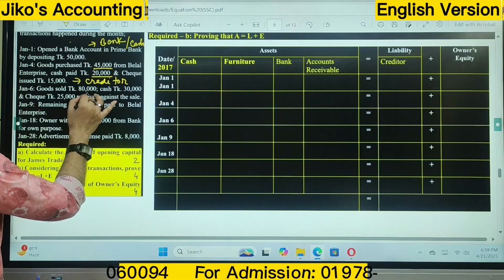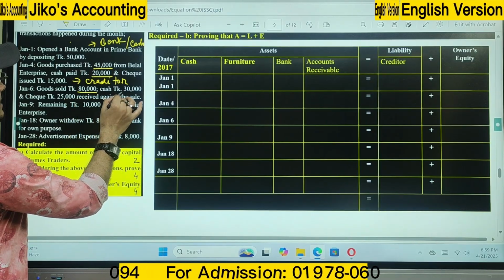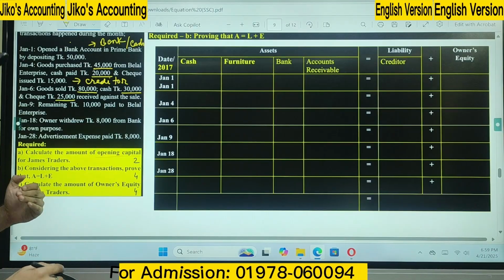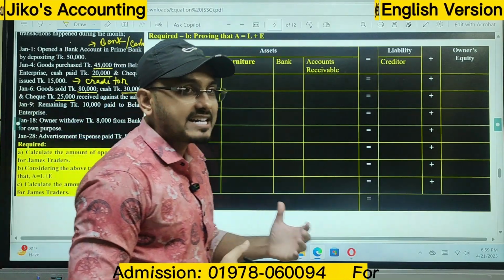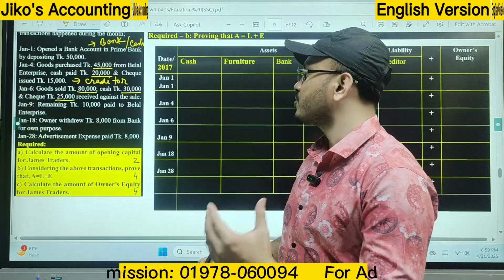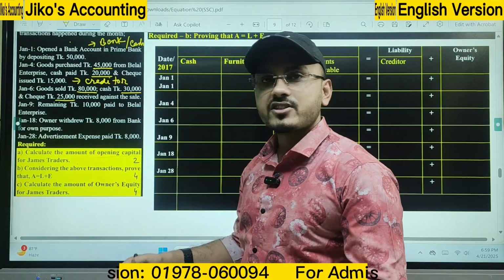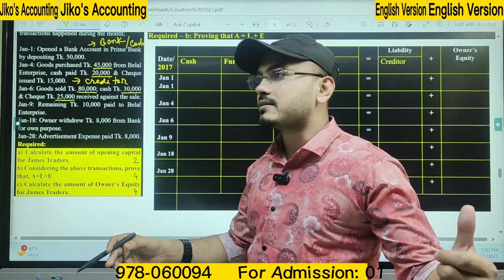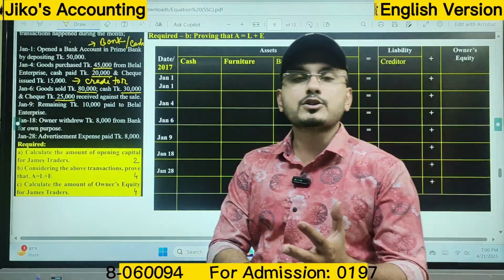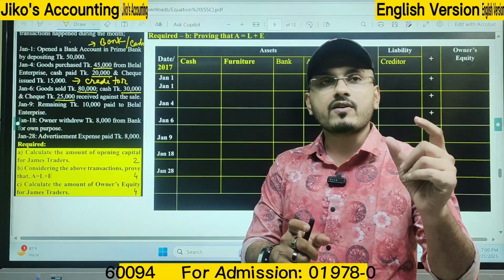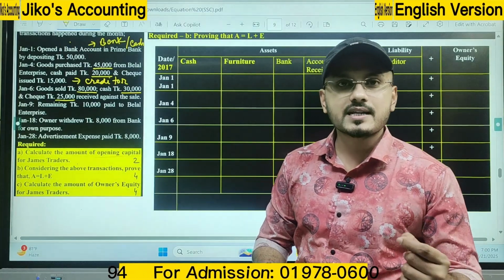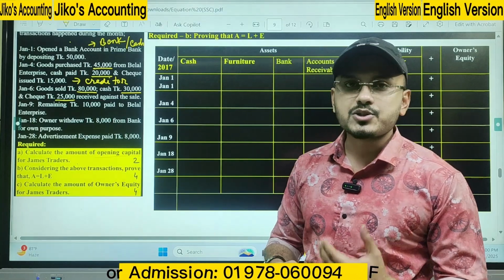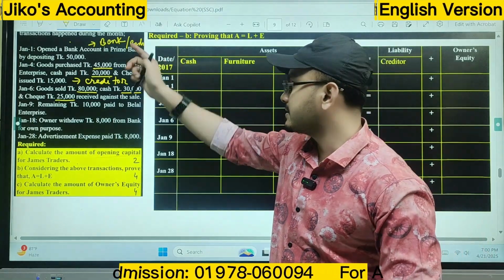Goods sold 80,000 taka, and cash 30,000, check 25,000. Okay, fine. In total, we have sold for 80,000 taka. But how much have we received? 30,000 cash, and check means bank. There is no account name like goods or check. Instead of goods, we write down purchase account, and instead of check, we write down bank account. Is it clear, sir?